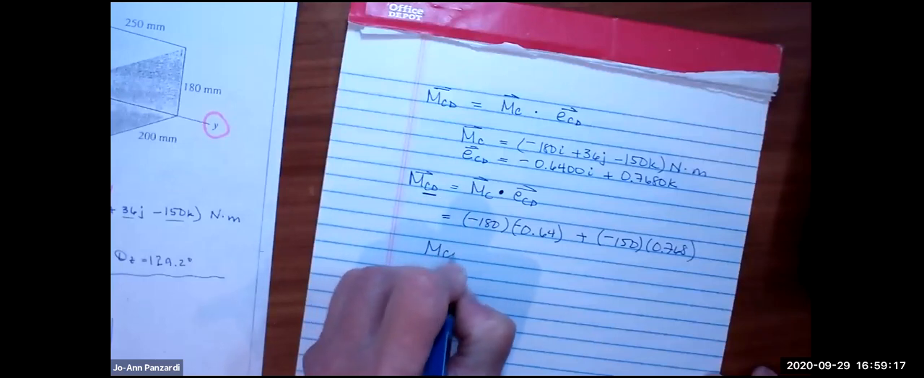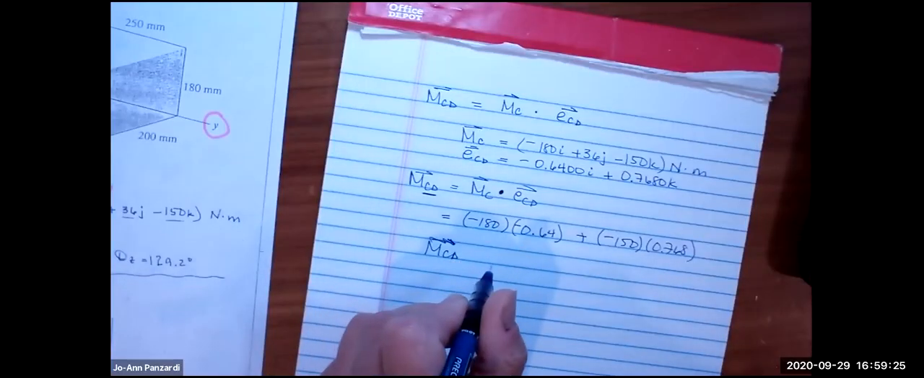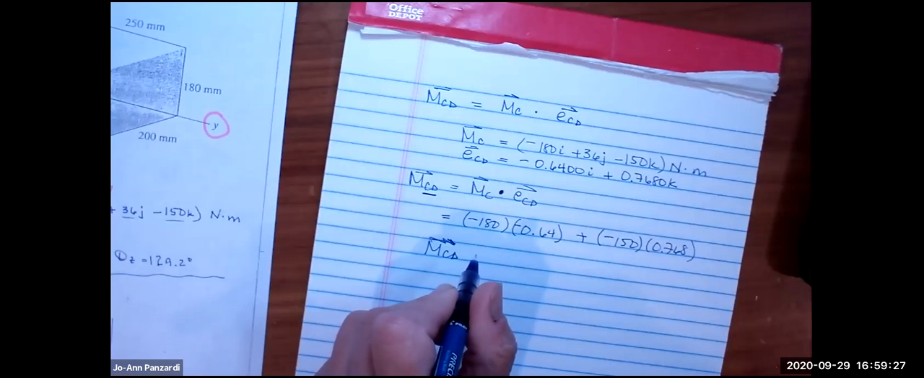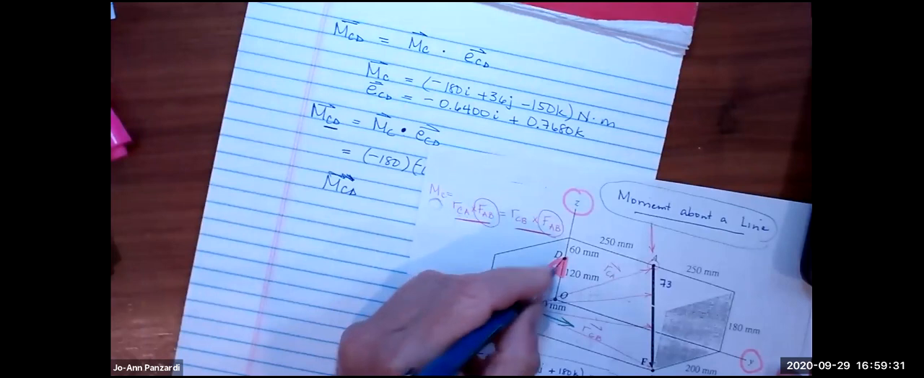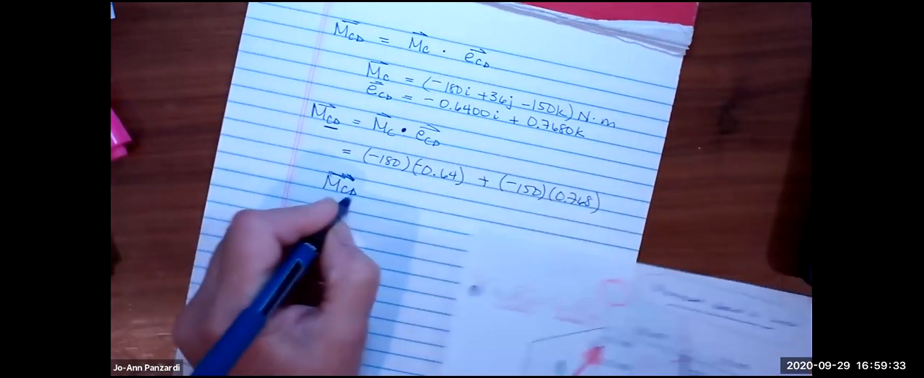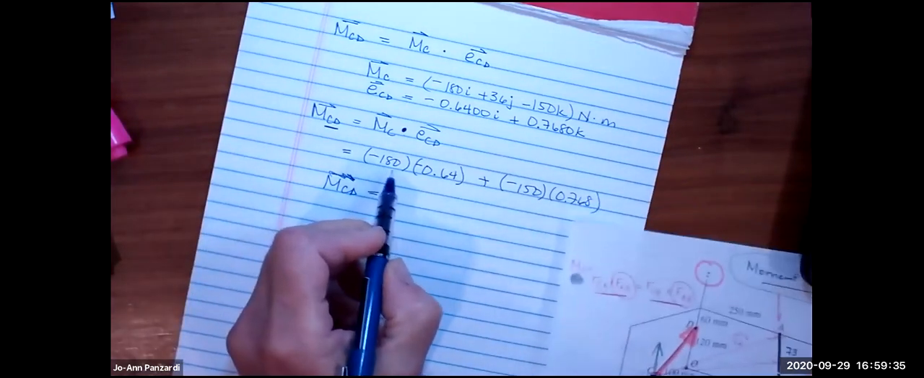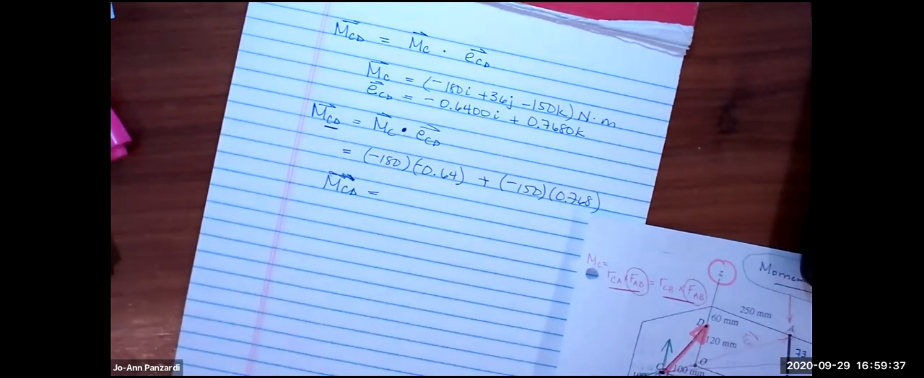And it's a dot product, so should I get a vector or a scalar? I'm going to get a scalar. And the reason why is I'm trying to find the component of the force of the moment all on that line. So I'm finding the component along this line. So the moment about CD, what does it turn out to be? Negative 180 times negative.